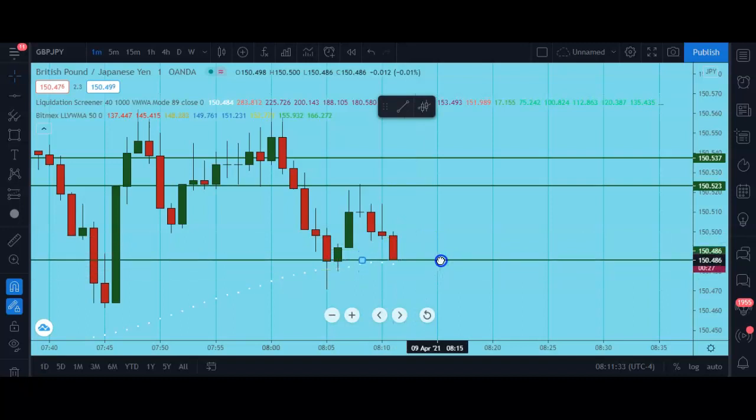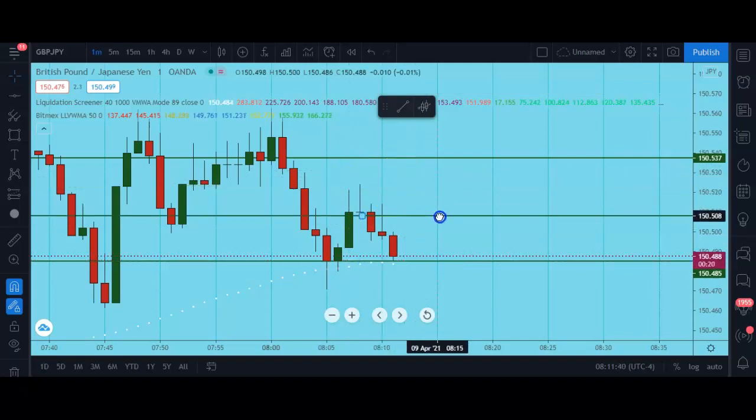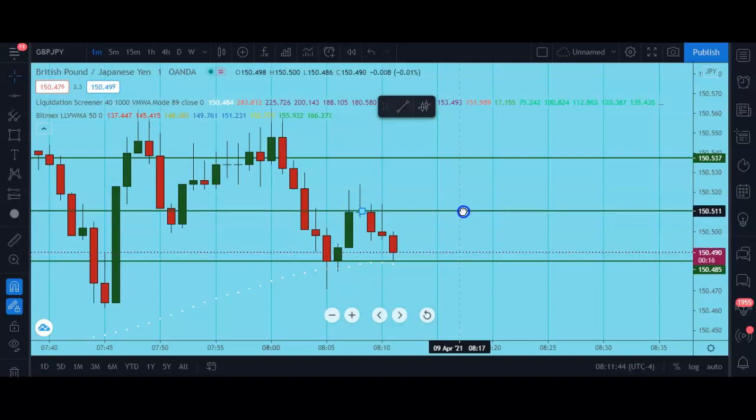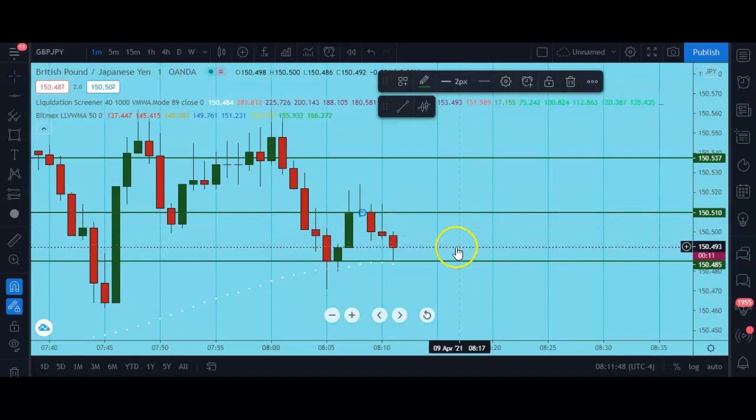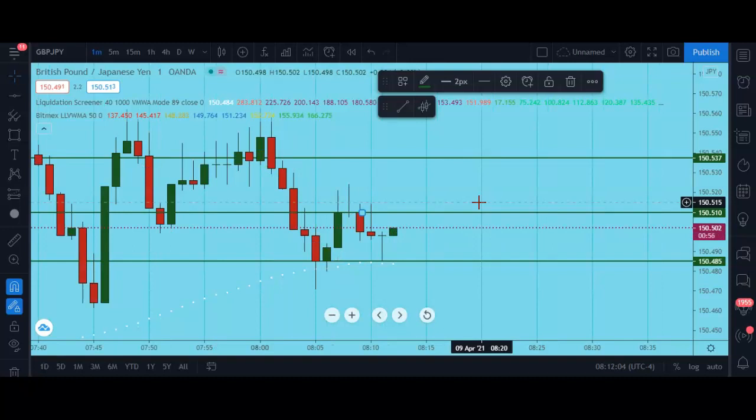This is support. This is the previous resistance. And I'm using the 1-minute chart because if you're trading the 5-minute binary, it's going to work the same. This can be used on any chart. Any chart.